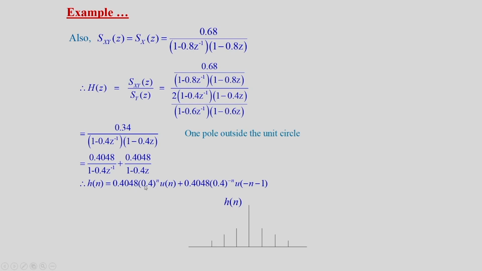0.4048 into 0.4 to the power n, u of n. u of n is 1 for n greater than or equal to 0. And this part will give an anti-causal sequence, 0.4048 into 0.4 to the power minus n, because n is negative, u of minus n minus 1. So, if we plot Hn versus n, we will get a plot like this. So, this Hn will be an infinite duration sequence extending from minus infinity to plus infinity.